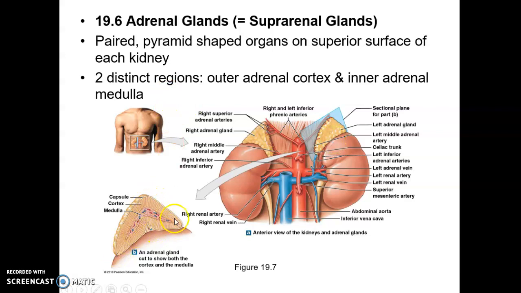The outer area, which is the adrenal cortex, which is going to be secreting its chemicals, lots of them. And then the inner area, which is the medulla, adrenal medulla. And that's secreting the epinephrine and norepinephrine in terms of the functioning of the autonomic nervous system. So two distinct regions.